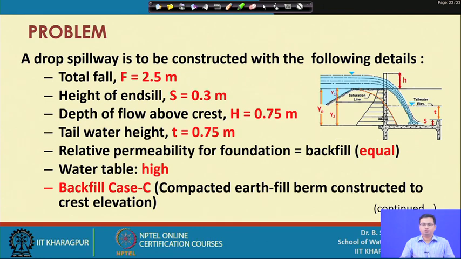So, that means you have to use the equal condition as we have seen in the previous table. Water table is high and backfill case is C, that is compacted earth fill bunded, constructed to crest elevation. So, all these values have to be used in the previous table, as I have shown, to find out the value of y 2. By considering the y 2 value as shown in this figure, you can go for estimating the value of y 1, y naught and T plus S, that is your total tail water height above the apron. Then I can estimate my pressure forces.